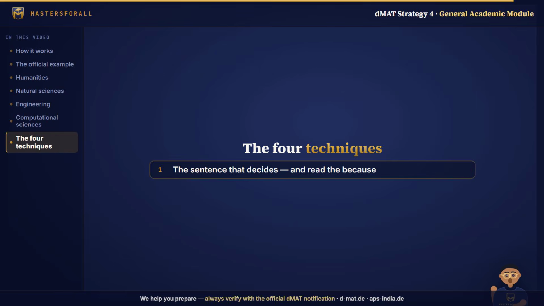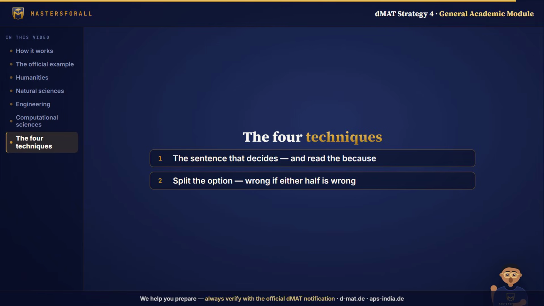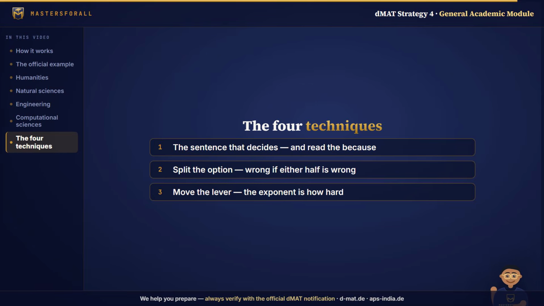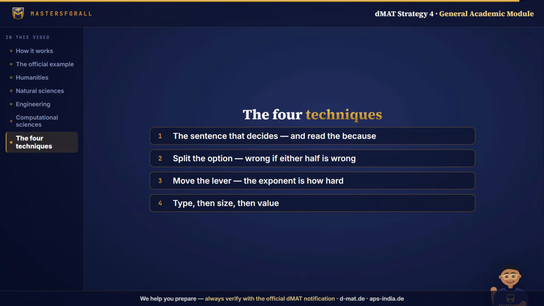1. The sentence that decides. Every answer is a sentence in the text. Find it before you judge and read the because, not just the conclusion. 2. Split the option. 2 claims means wrong if either half is wrong. Be sure of one half and let it kill the rest. 3. Move the lever. Read the formula as proportions. On top grows it, underneath shrinks it. The exponent is how hard. 4. Type, then size, then value. And when the options sit a decade apart, stop calculating and estimate.